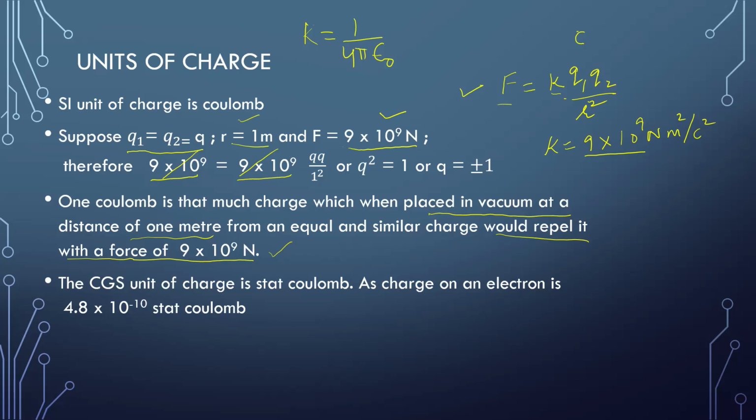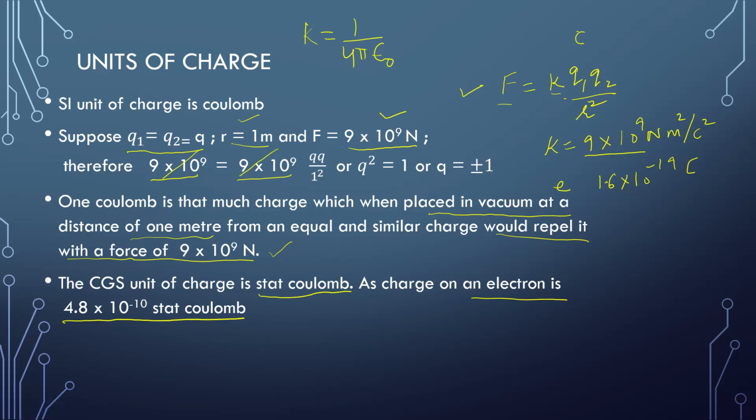Then the SI unit of charge is Coulomb, and the CGS unit of charge is given by stat Coulomb, right? It is STAT stat Coulomb. The charge on an electron is 4.8 into 10 to the power of minus 10 stat Coulomb. Now you know the charge on an electron in terms of the SI system of units is equal to 1.6 into 10 to the power of minus 19 Coulomb. But in the CGS system of units, the charge on an electron is 4.8 into 10 to the power of minus 10 stat Coulomb.